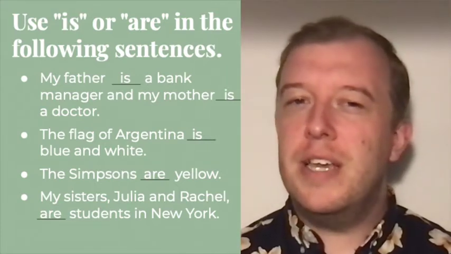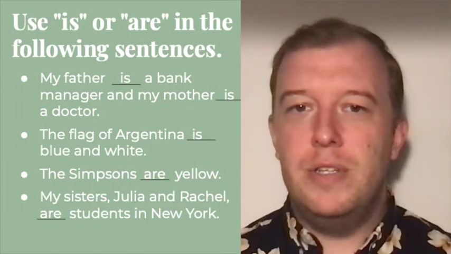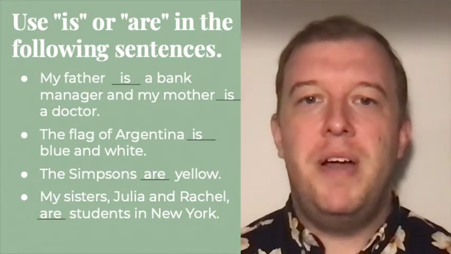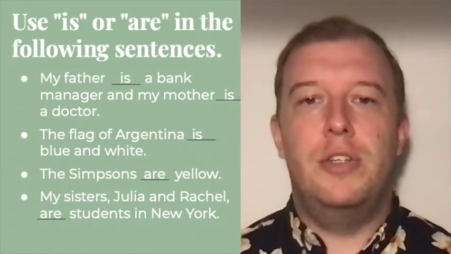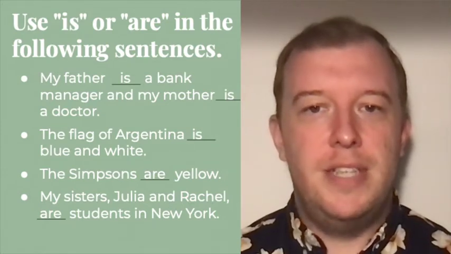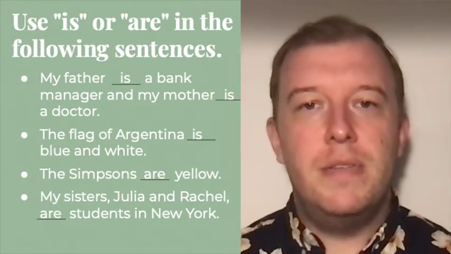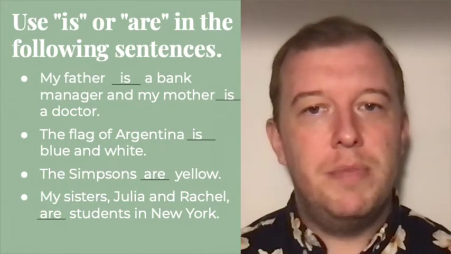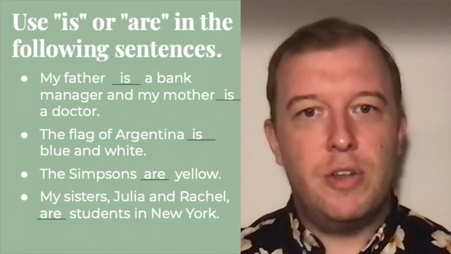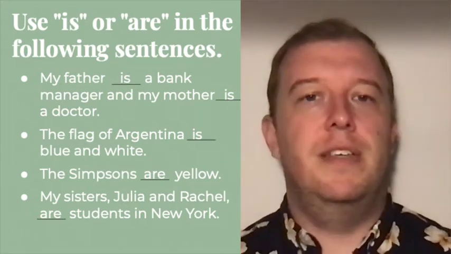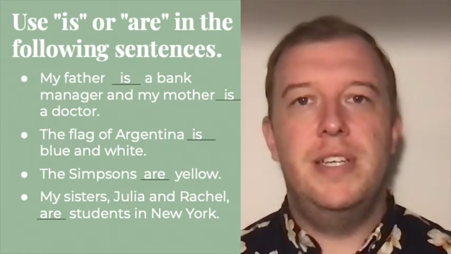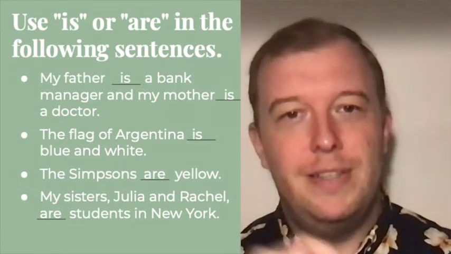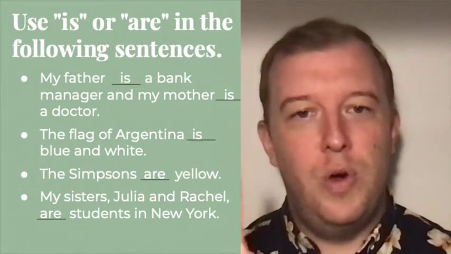Okay, let's take a look at these. Some of them are a little tricky. Notice in the first example, my father is a bank manager and my mother is a doctor. It could be confusing because we have two people, but we're talking about them separately in two different clauses, two different pieces of a sentence. So it's the same thing. My father is, my mother is. There is one father, one mother.